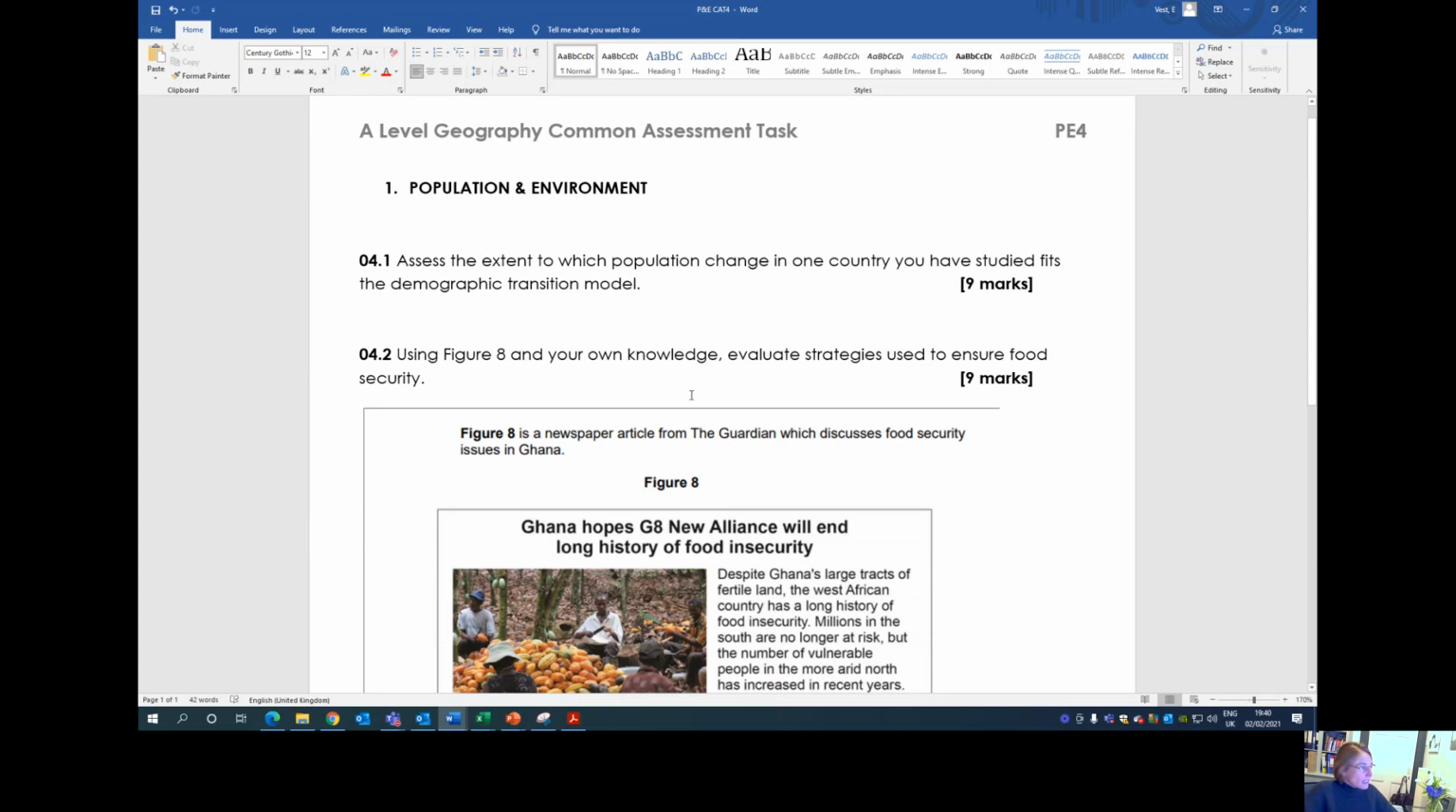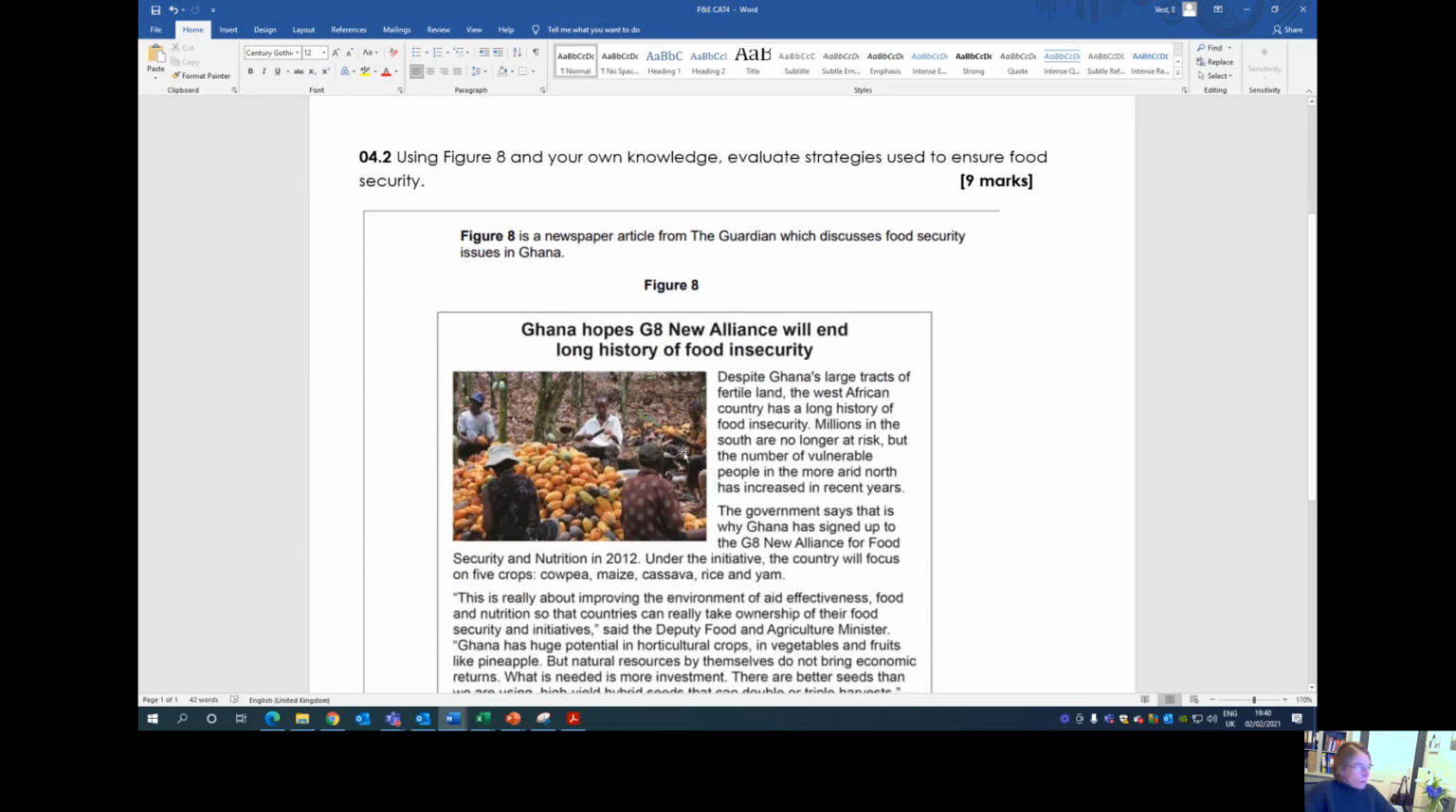All right, looking at the second one then, this is your second type of 9 marker. It's one where you need to use the figure. So they're going to ask you to use this figure here and also your own knowledge. This is not like a 6 marker where you are only allowed to use the figure. They want you to use your own knowledge as well, and this is really important.